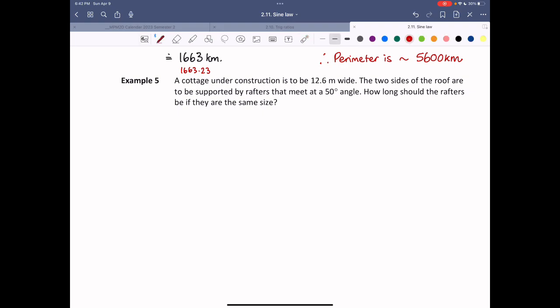Okay, let's do a diagram. This is definitely a diagram. It's got to be 12.6 metres wide. Let's draw a 12.6 metre wide line, which goes from there to there. The two sides of the roof are to be supported by rafters that meet at a 50-degree angle. Okay, so we have rafters that meet at 50 degrees, like so. And we're assuming the rafters are the same size. How long should the rafters be if they are the same size?